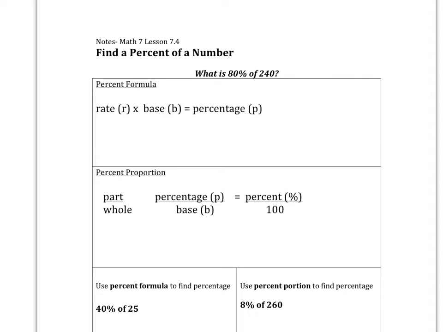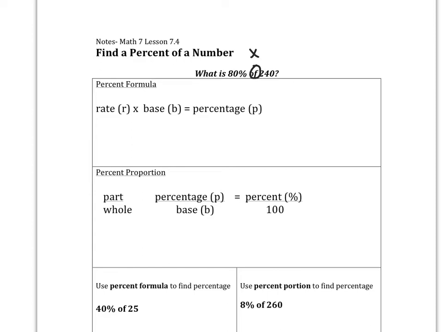We're going to look at a couple of different ways of finding a percent of a number, and we're going to start by taking a look at this equation. What is 80% of 240? One of the things that we know about math is that the word "of" in math quite often means times or multiply. And it certainly does in this case. So keep that in mind, and it will help you know how to do these problems.